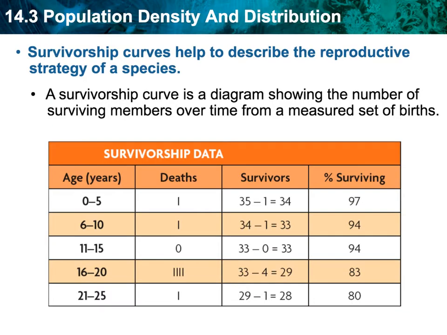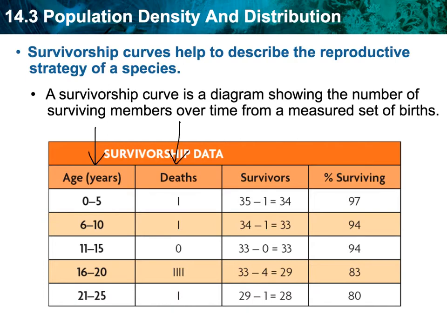As we examine populations, one of the ways that we can do that is by looking at survivorship curves. Survivorship curves help us understand the reproductive strategies of a species, as well as just in general how long those individuals live. If we look at this particular table, we can see that the age of the organism is listed, and it's broken down into 5-year categories for this particular type, which is the Belding ground squirrel.